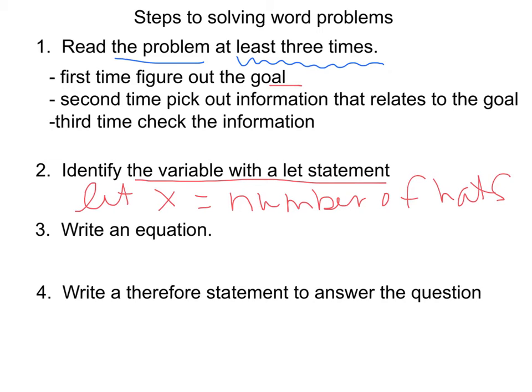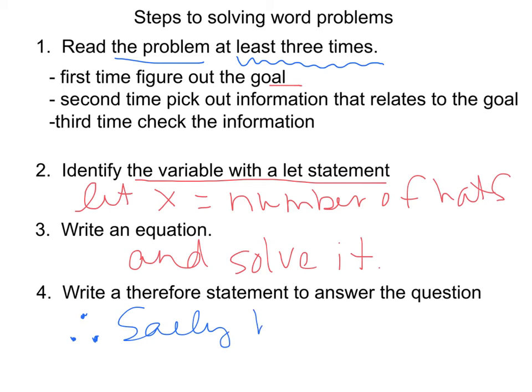Then you write an equation. Well, this is algebra, so you write an equation and solve it. Once you solve it, you come up with x equals some number. Hey, guess what? You did a let statement, so you know what x represents by the time you go through and you solve this problem. Once you're finished, you got to bring it home. When you bring it home, you write what's called a therefore statement. A therefore symbol is a triangle of dots. So you'll say, therefore, Sally has 5 hats, or whatever you end up.